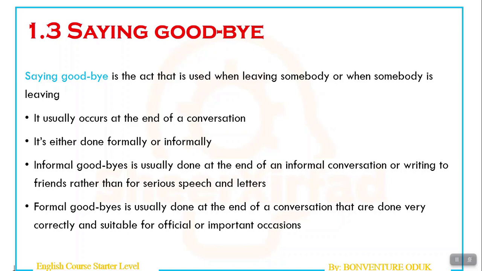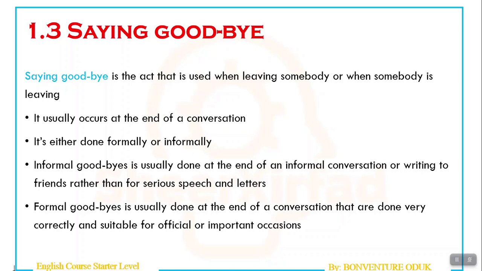So in this particular chapter, we are looking at the two ways by which somebody can bid or say bye-bye. And we have seen you do it either informally or formally. Informal is more casual, and it's normally applied when you are with your close friends or your relatives. But when you're talking about formal goodbye, it applies in official functions with official people and in a place that is formal.